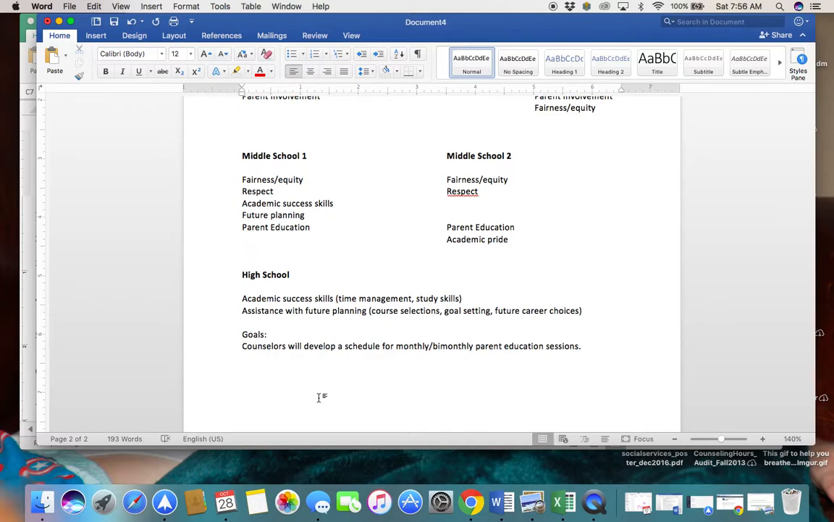And it may be that we don't have any parent information here. Nobody did a parent survey, which is understandable. You didn't have time to get that back. But you may want to survey your parents as to what your needs are. What would you like to see as far as parent education? And then that could be another goal. Counselors will conduct a parent survey related to parent education needs.